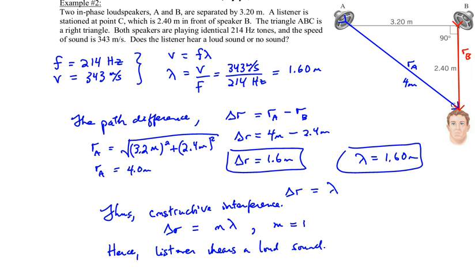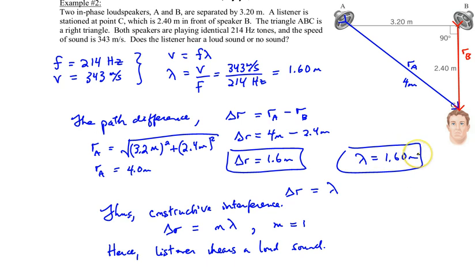There'd be some great extensions to this problem, like what other positions would result in constructive interference? Does he have to stand exactly in this place, forming this triangle? Well, he could be maybe midway, as long as these two distances are the same. In that case, delta R would be 0, and that would be constructive interference as well. So constructive interference would occur at any point where that path difference is equal to a multiple of the wavelength.